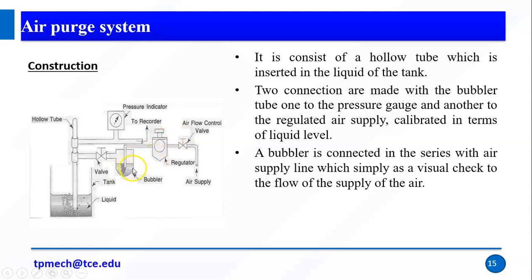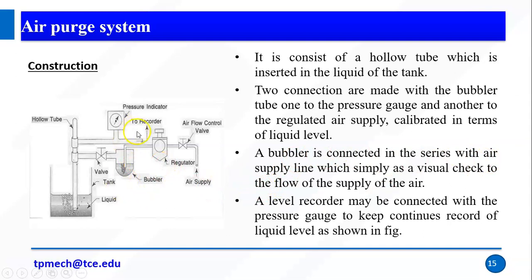The bubbler is connected in series with the air supply, simply for a visual check of the flow of the supply of air. The purpose of the bubbler is that it won't create any pressure. Without the bubbler, if the flow is not visible, we would think the liquid is not flowing. With the bubbler we check that the air is passing correctly. We use the bubbler only for visual checking.